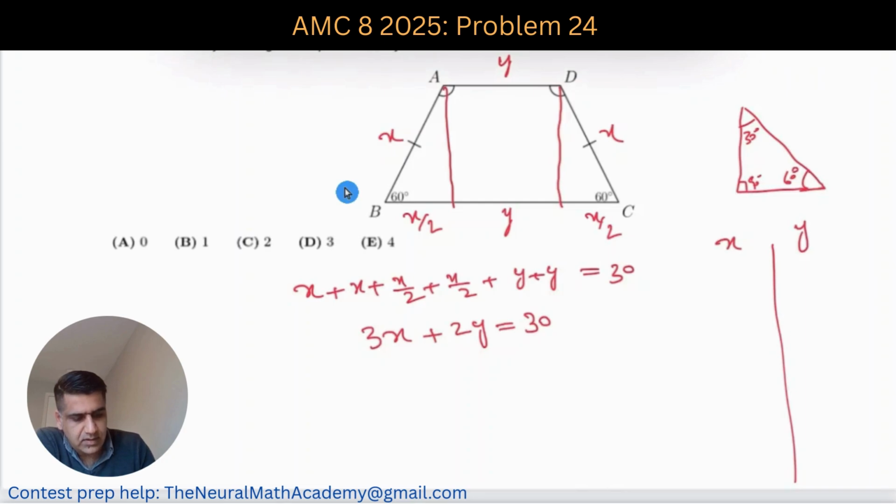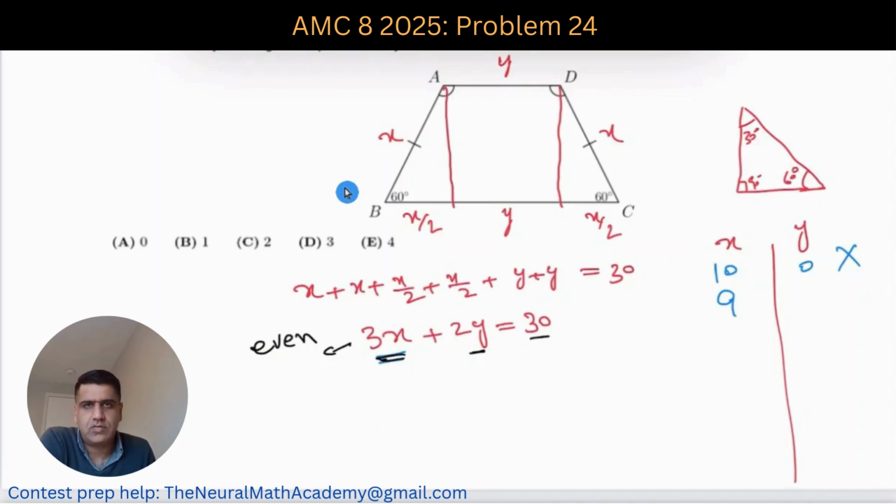So one of the positive integers that I can take for x can be 10, but then y is 0, so that is not possible. The next one, if I take 9, it becomes 27, so that is also not possible. The reason is we want this number to be even, because we have even here and even here, so x has to be a number that turns this product even. So therefore this is also not a possibility.